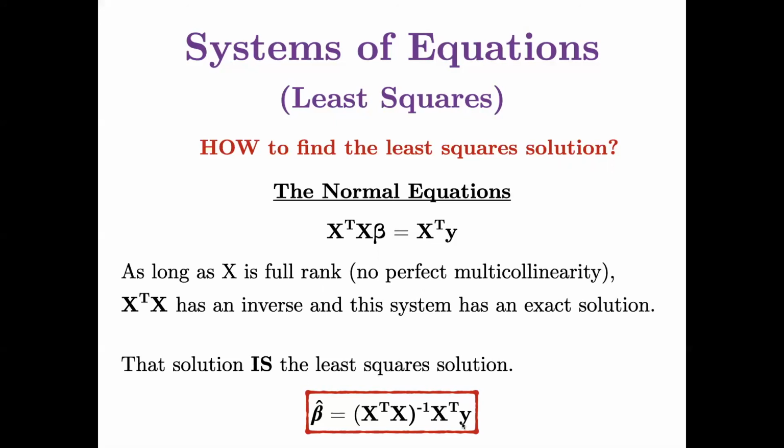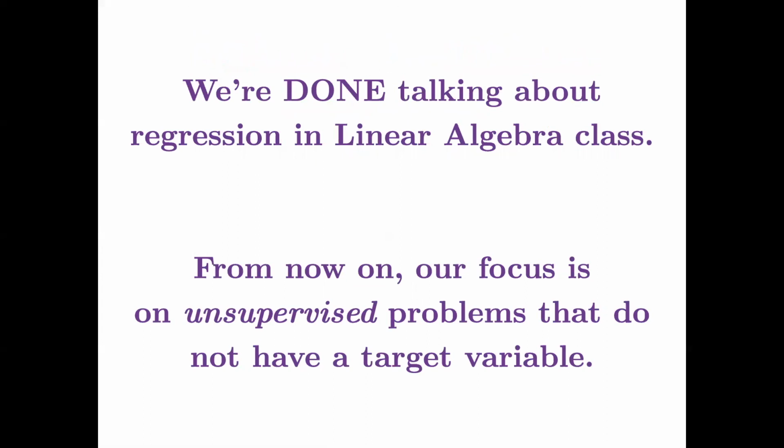I will give you another way to view regression when we get to the subject of orthogonal projection in the second week of class. For now, what I want you to know is that we're done talking about regression in linear algebra class. From now on, aside from that one time that I'll revisit it, our focus is on unsupervised problems. Unsupervised means that we don't have a target variable. There's nothing we're trying to predict. Or we may be trying to predict the future in some way, but we don't have a target variable that we can train a model with.